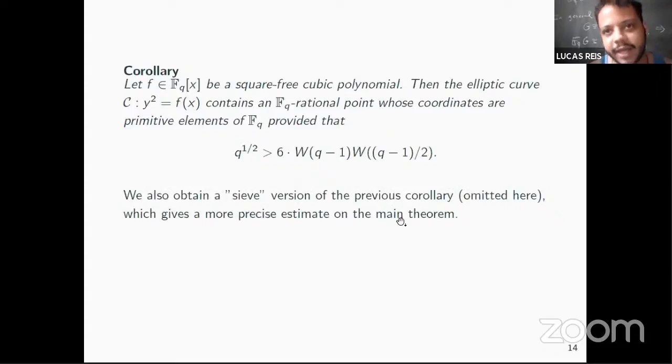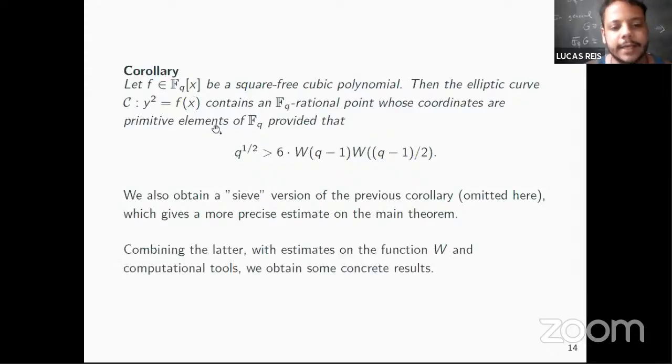And also we obtain a sieve method for this. This was initially developed by Cohen and Huczynska in a 2003 paper. I won't talk much about the sieve, so I'm not going to give all the details, but we can obtain some slightly better estimates after this corollary. And so combining this corollary with estimates on the function W, I'm not going to describe the details again. And we also use computational tools. We obtain some numerical results.